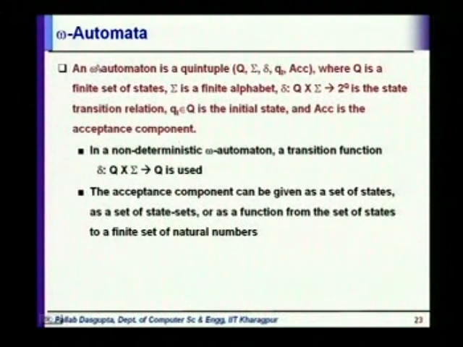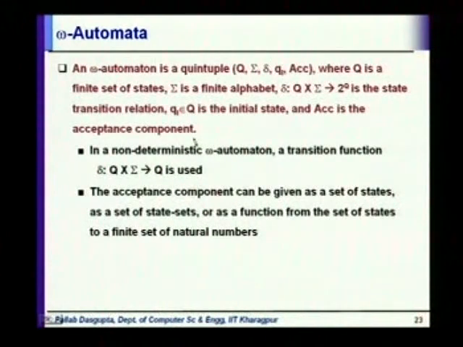Now, omega automata is defined over a set of different types of automata, and those automata differ in the acceptance component. We will see some automata which belong to the set of omega automata and which have different types of acceptance components. This is a very important field of study in computer science: the set of automata which accept infinite words. Within that class we have omega automata, and under omega automata there are various types of automata which differ in the acceptance component.